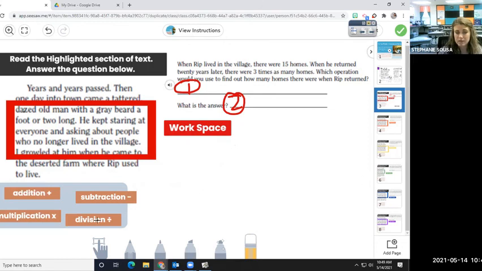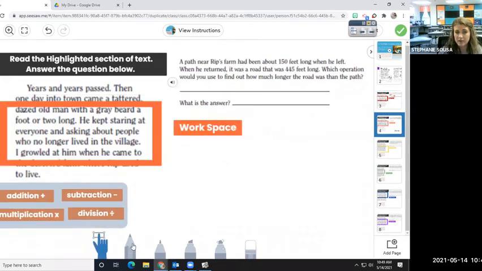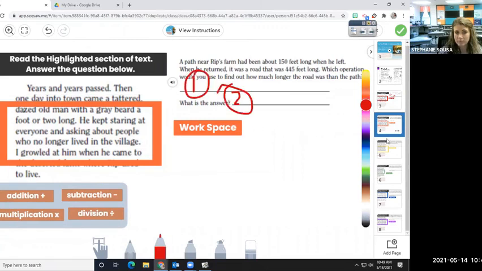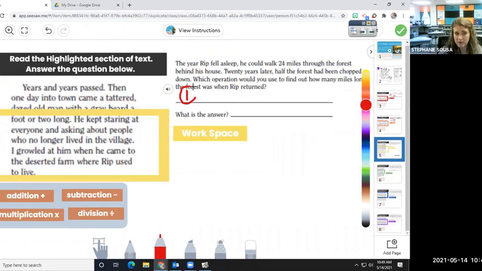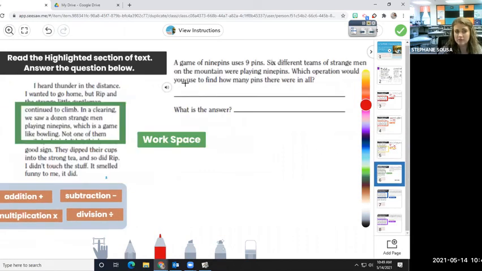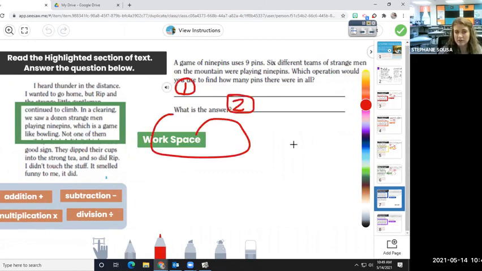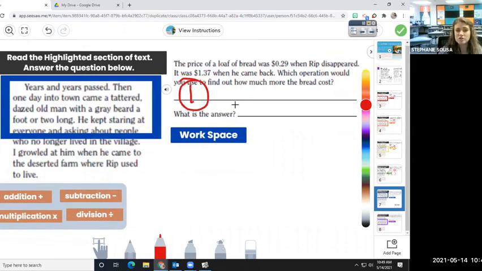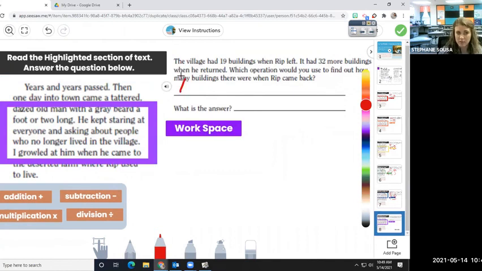Okay. Tell me the operation, solve the problem. Next slide. Tell me the operation, solve the problem. Next slide. Tell me the operation, solve the problem. Next slide. Tell me the operation, solve the problem. Next slide. Tell me the operation, solve the problem, and you're done. Okay?